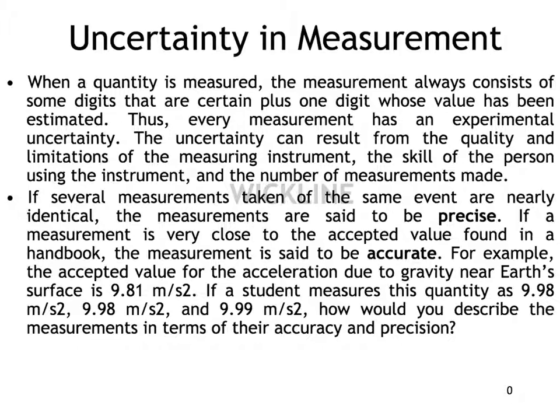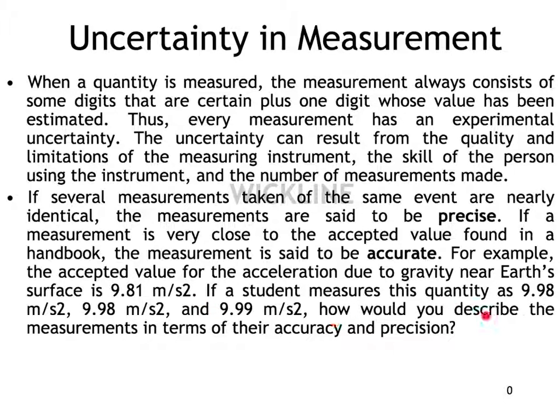So, for example, we're going to check out Earth's gravity here. Now, Earth's gravity really is, in actual truth, 9.81 meters per second squared. You can find that on the first page of your reference table. But let's say that a student measures the quantity as 9.98. Then they try it again and they get 9.98 again. And they try it one more time and get 9.99.